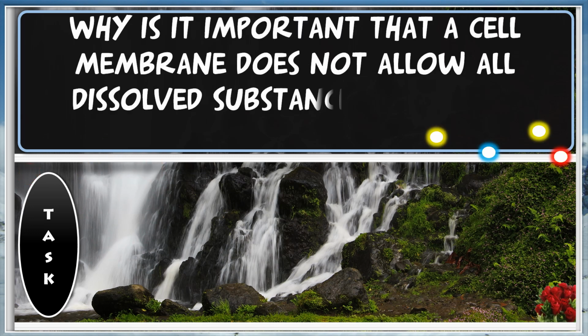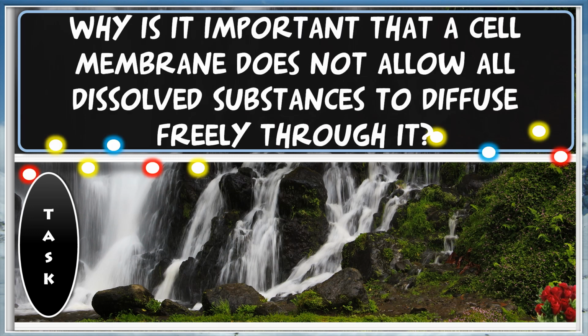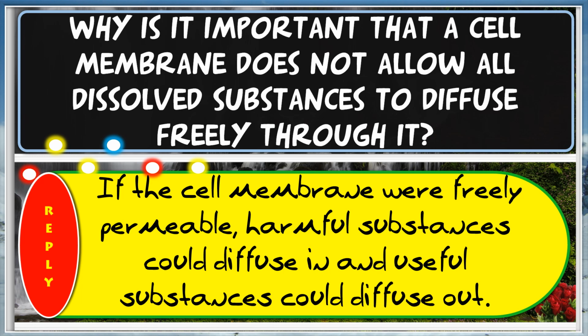Why is it important that a cell membrane does not allow all dissolved substances to diffuse freely through it? If the cell membrane were freely permeable, harmful substances could diffuse in and useful substances could diffuse out.